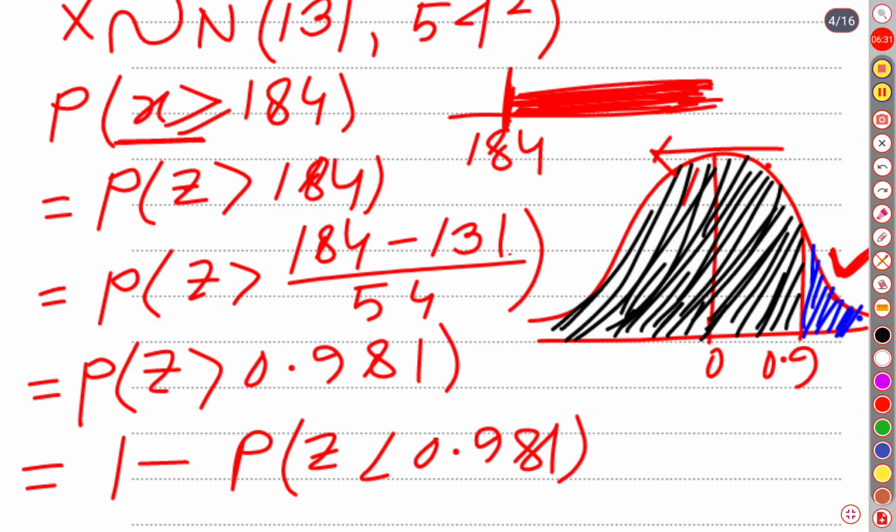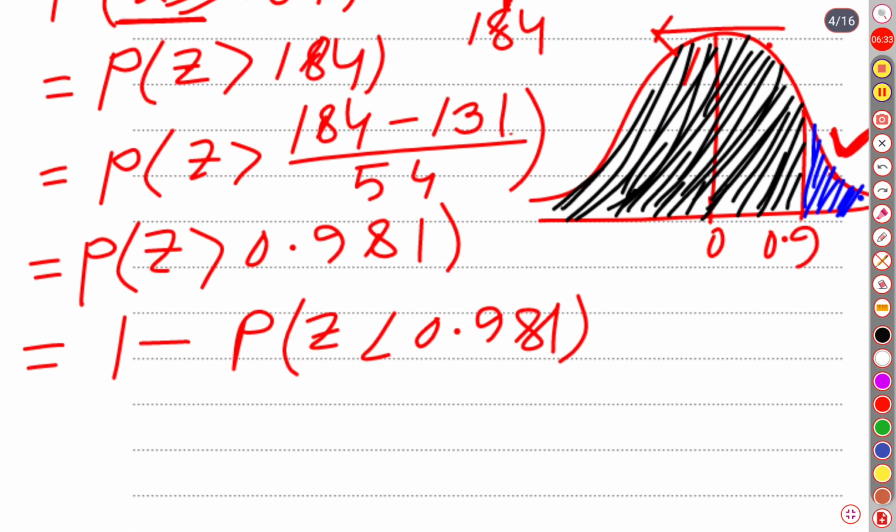So for this, what is the corresponding probability for this z-score? It is 0.8364, then for 1 it is going to be 4, so 0.8368 is the probability.